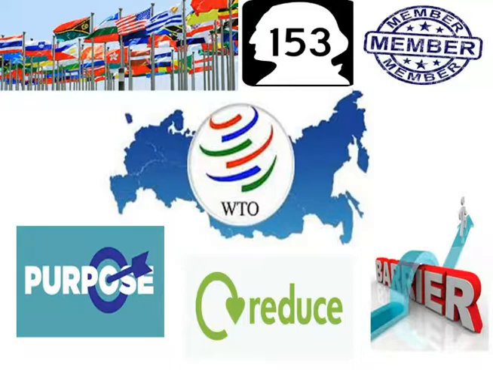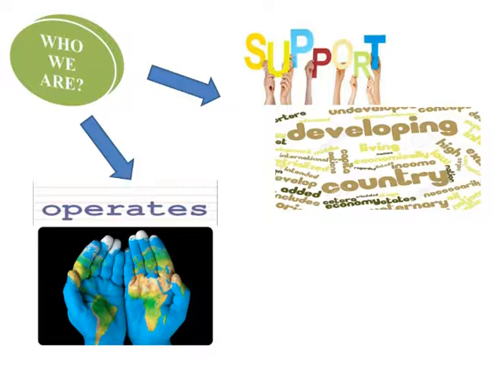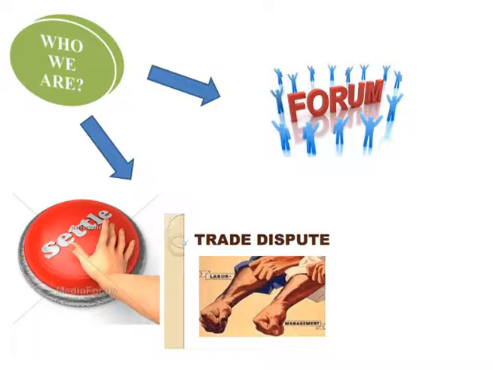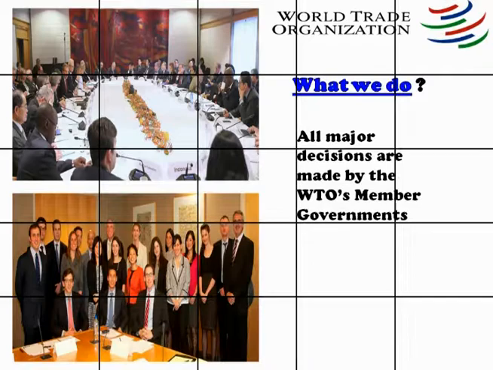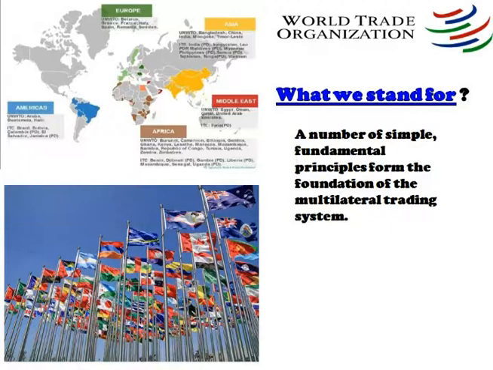Who are the WTO? The WTO supports the needs of developing countries and operates a global system of trade rules. It acts as a forum for negotiating trade agreements and settles trade disputes between its members. What does the WTO do? All major decisions are made by the WTO's member governments. What does the WTO stand for? A number of simple, fundamental principles form the foundation of the multilateral trading system.